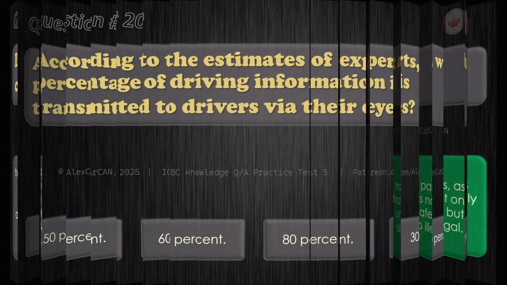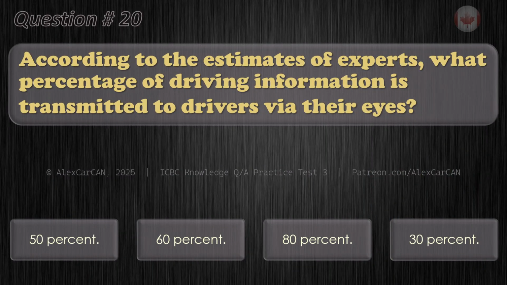Question number 20. According to the estimates of experts, what percentage of driving information is transmitted to drivers via their eyes? 50%, 60%, 80%, 30%. The correct answer is 80%.